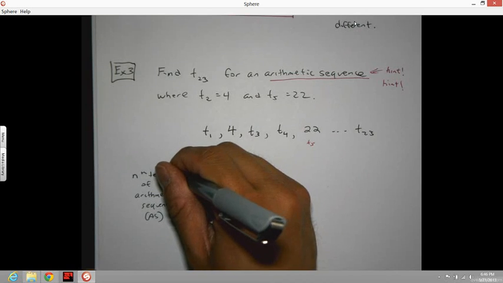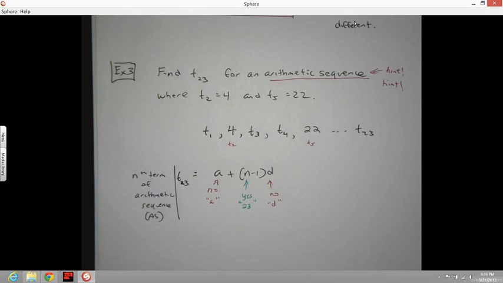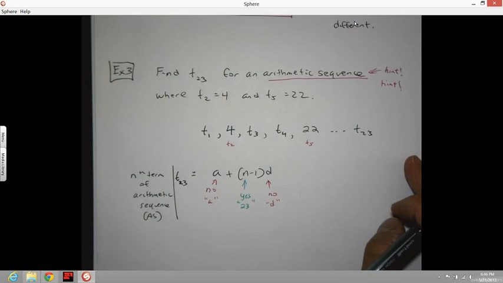t to the 23rd is. Like, if I were to write this out, t to the 23rd, I don't know what it is. Oh, that sucks. Great. I better go home. But wait a minute. I can't go home yet, because I could probably figure this out.